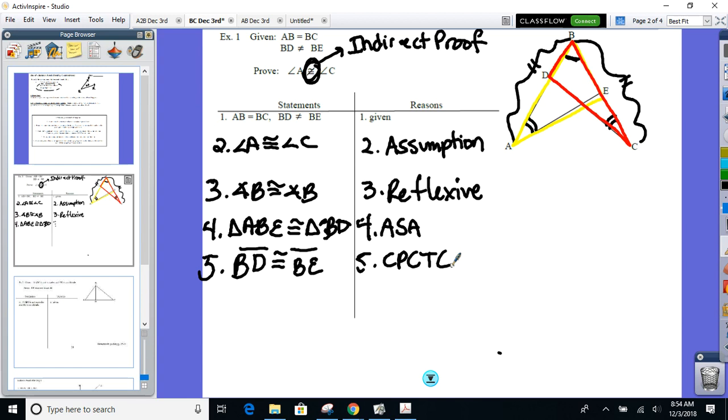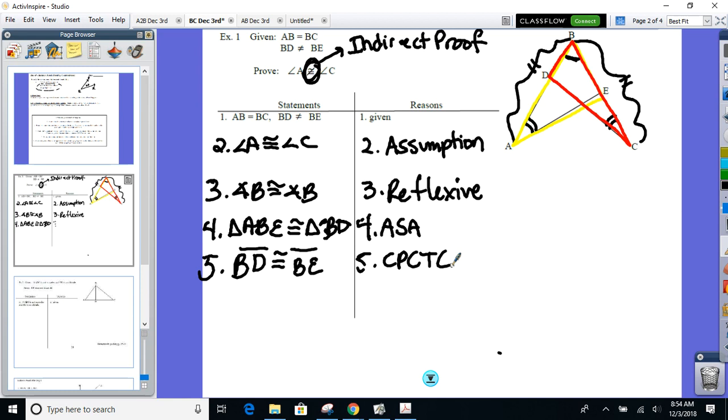All right, let me go through that again. We assumed A was congruent to C, and where did that lead us to? A false statement, a contradiction of our givens. We know this is not true, which means our assumption is false. So if this statement right here is false, what's got to be true? The opposite, which says A is not congruent to C.